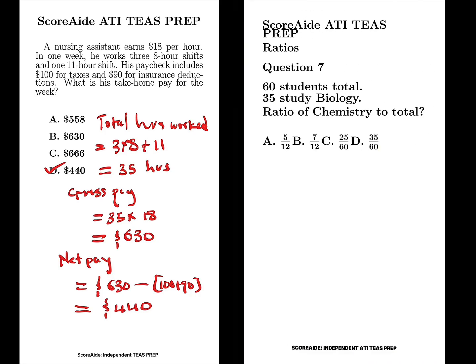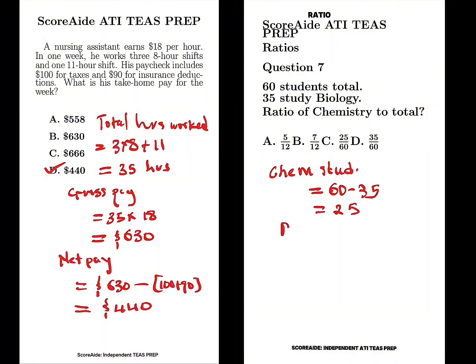60 students total, 35 study biology. The ratio of chemistry to the total, right? The ratio of chemistry to the total. So now we need to know the number of students that study chemistry, right? Chemistry students will be equal to 60 minus 35, which is equal to 25 students.